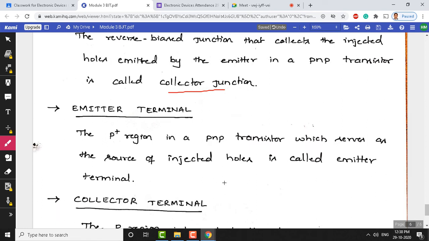Next, let us see the terminals. First, the emitter terminal. The P plus region in a PNP transistor, which serves as a source of injected holes, is called the emitter terminal. By the name itself, emitter means which emits. In this case, our emitter is emitting holes into the N region, which is why it is called the emitter terminal.